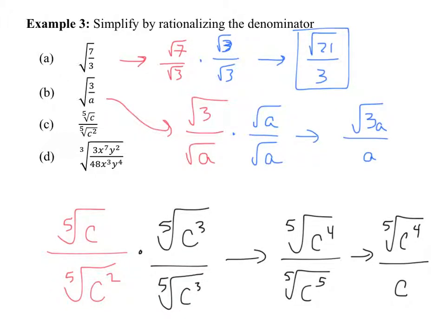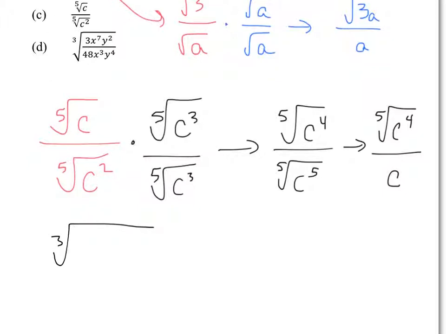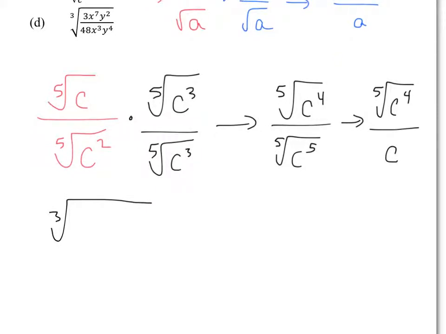How about part D, which is the messiest of them all? And I'll write it as two separate things. Well, actually, no, I won't. I'm sorry. Three x to the seventh, y squared, over 48 x to the third, y to the fourth. I'm going to leave it for a second. I'm not going to break it up. Why am I not breaking it up first? What should I do to make this problem easier on myself before I begin to try and rationalize and separate radicals?